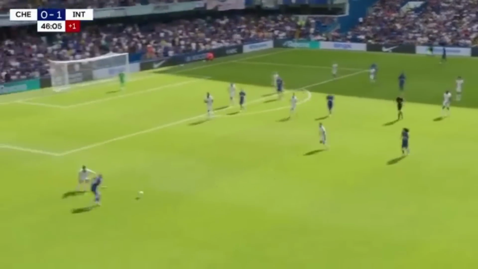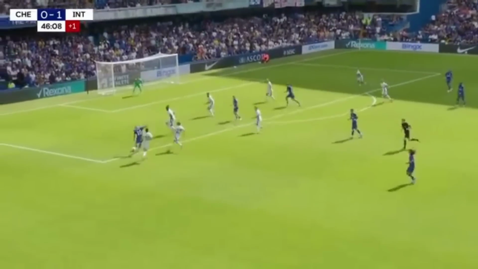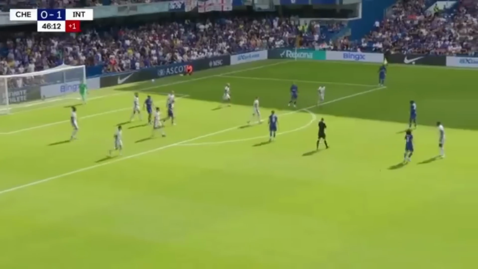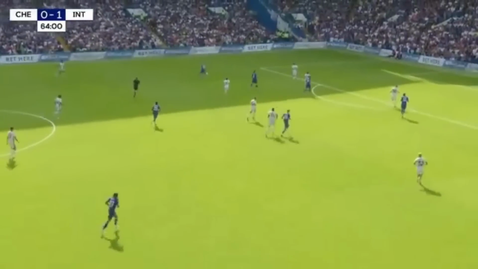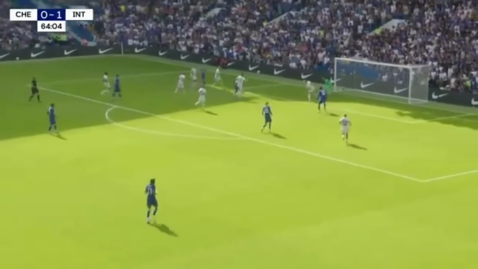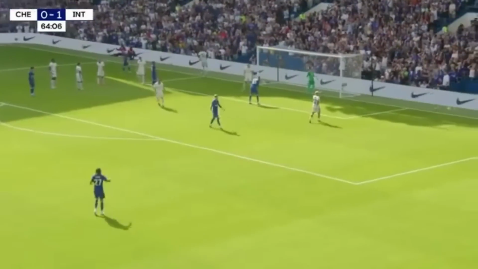Now, this same thing was replicated down the left with crossfield passes to Mykhailo Mudryk, who was also not quite great in his final product. But it's something that Chelsea were looking to do time and time again in the game. Even when Raheem Sterling came on, Chelsea were looking to have those balls played into those channel areas.